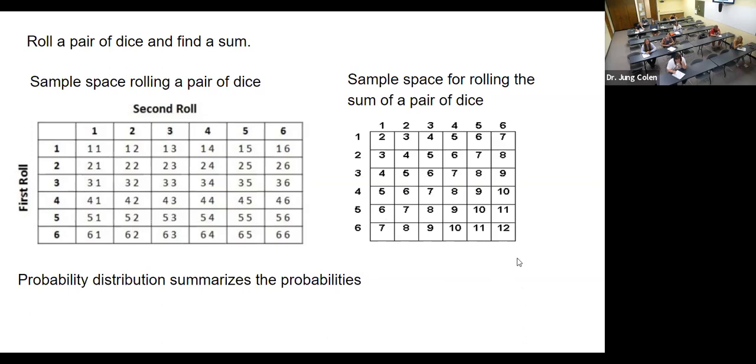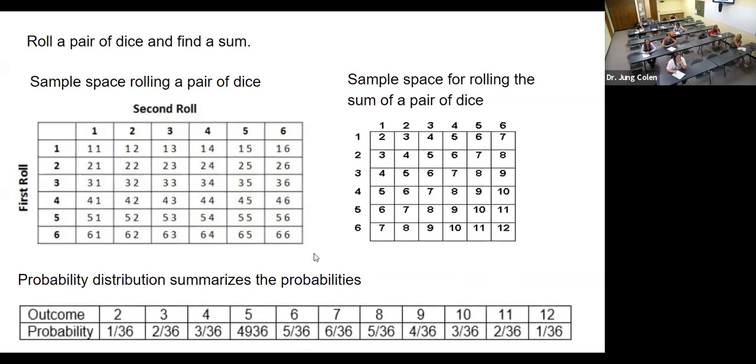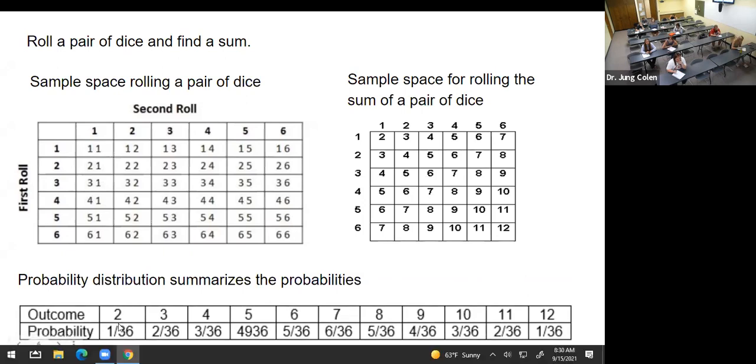Okay, so we got the sample space, and then we can apply all the probabilities. The probability to get 2 as the sum is only 1 out of 36. To get 3, 2 out of 36. To get 4, 3 out of 36. To get 5, 4 out of 36. To get 6, 5 out of 36. To get 7, 6 out of 36. To get 8, 5 out of 36. To get 9, 4 out of 36. To get 10, 3 out of 36. To get 11, 2 out of 36. To get 12, 1 out of 36.